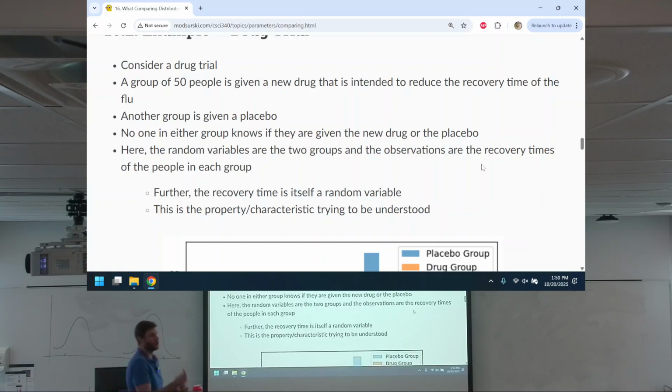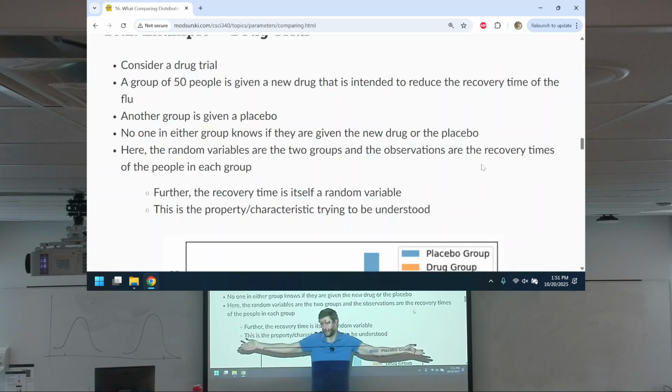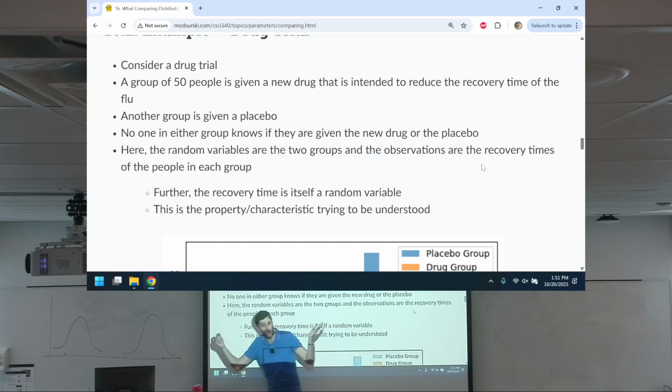No one in either group knows if they are given the new drug or the placebo. So here, the random variables are going to be the two unique groups. It's going to be, more specifically, the recovery time of the placebo group and the recovery time of the drug group. Even more specifically, it's the number of observable things. So I can get 50 data points from each effectively, right? Ideally you want more, but it's what we got.